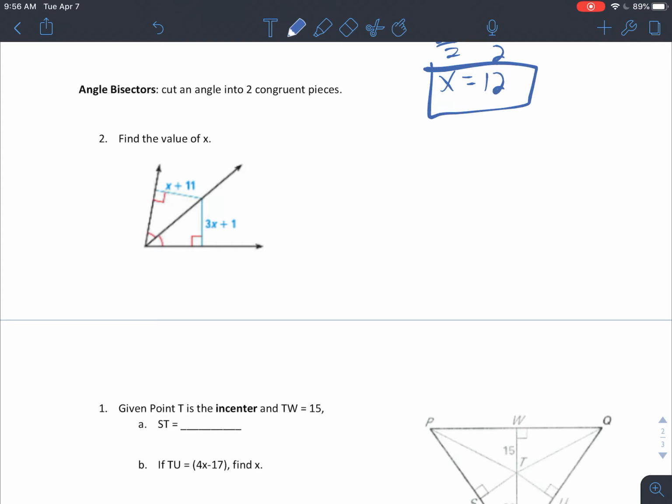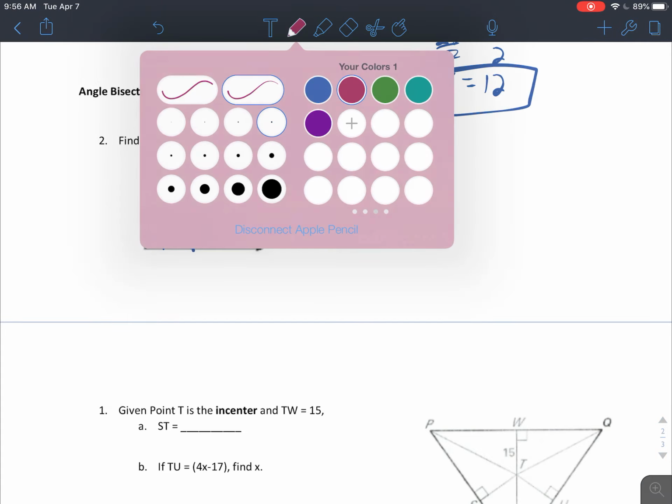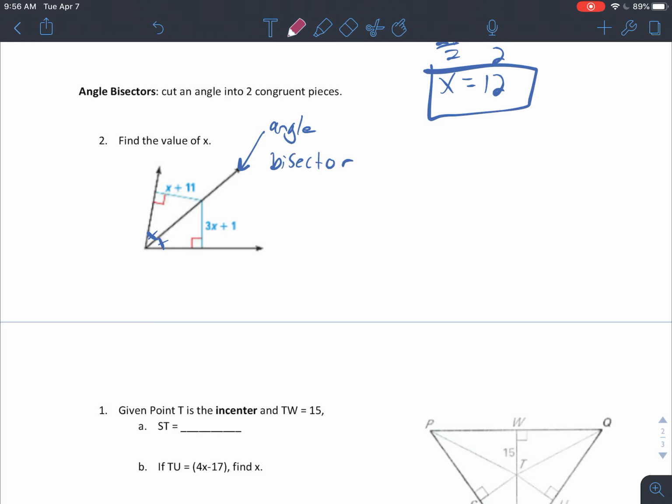They cut an angle into two congruent pieces, right? So if this is congruent here and this is congruent here, that's what the angle bisector did, because this line right here is our angle bisector. It's also saying that this right here is 90 degrees, and this right here is 90 degrees. So then that means this angle has to be equal to this angle.